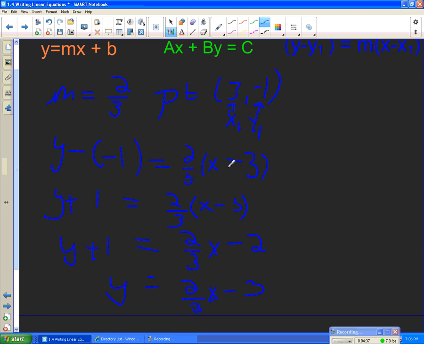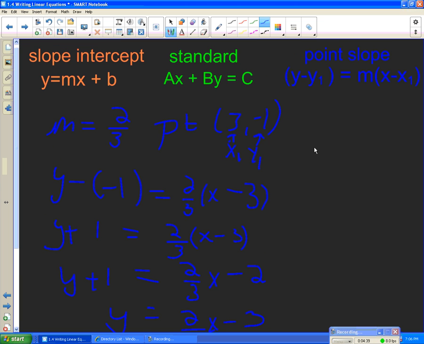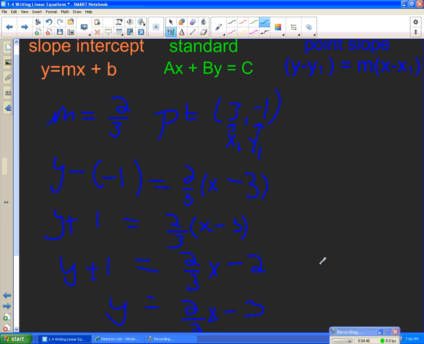So if you're given a slope and a point, it kind of makes sense to start with point slope and then take that and manipulate it to get to slope-intercept. Now let's look at one other example. Let's say instead of a point and a slope, I'm given 2 points.